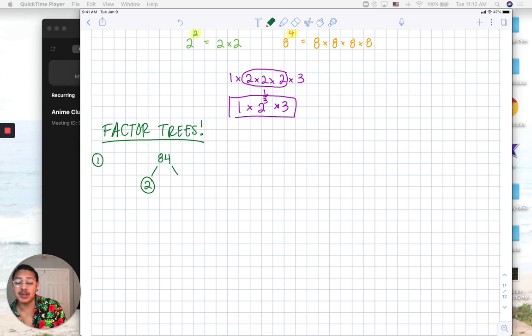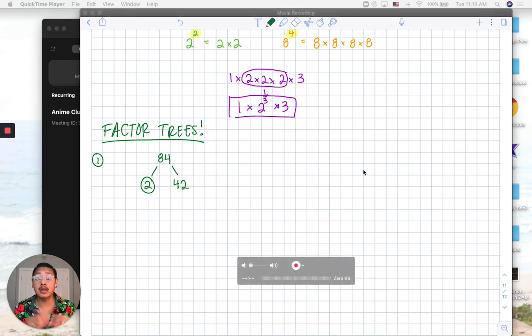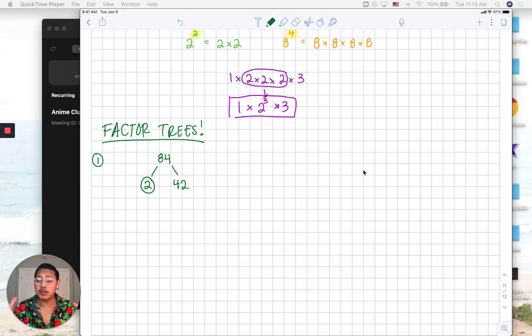Now my job is to figure out, well, 2 times what equals 84? Think about that for a second. I know that 2 times 42 is 84. So I'm going to write 42 underneath the second branch. And now we continue breaking down this number. Except now I'm looking at not 84, I'm looking at 42. I'm going to continue the breakdown process.